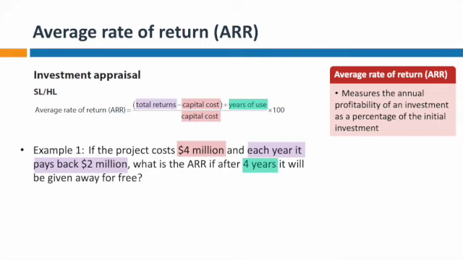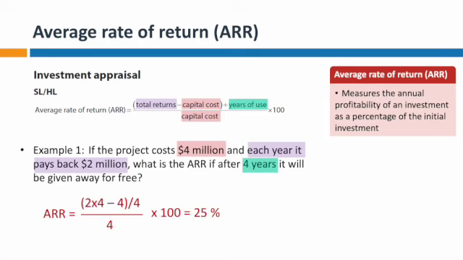So after 4 years, we want to know what will be the ARR. So then that is also shown in the formula. Now that we have all the information that we need, basically taken out of the case study, we can insert the numbers into the formula. So how do we do that?